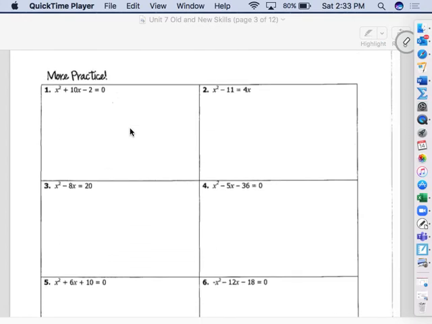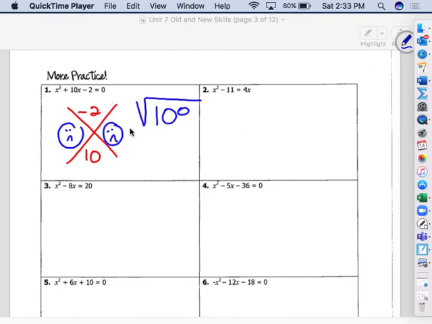Let's compare that to number 1. So in number 1, if I tried to use the big X factoring method, I would be looking for factors of negative 2 that sum to positive 10. That is not possible. So this is not factorable. And then notice that the part underneath the radical was also not a perfect square. So that means that this is not something that I could have solved by factoring. The only way to solve this is by using the quadratic formula.